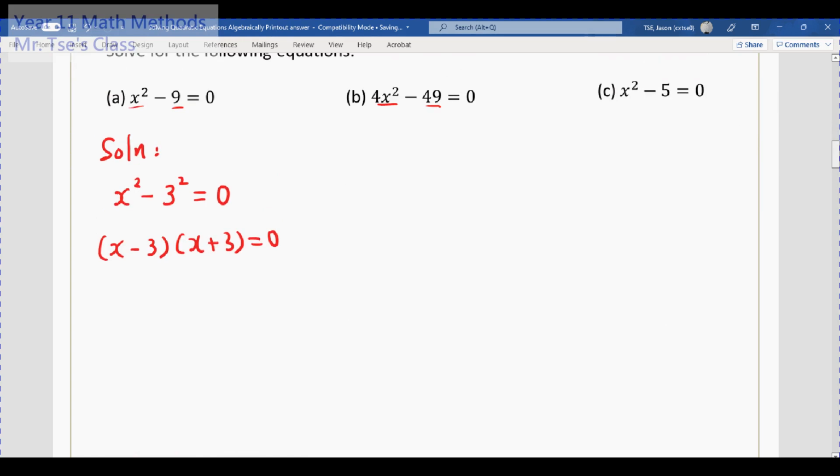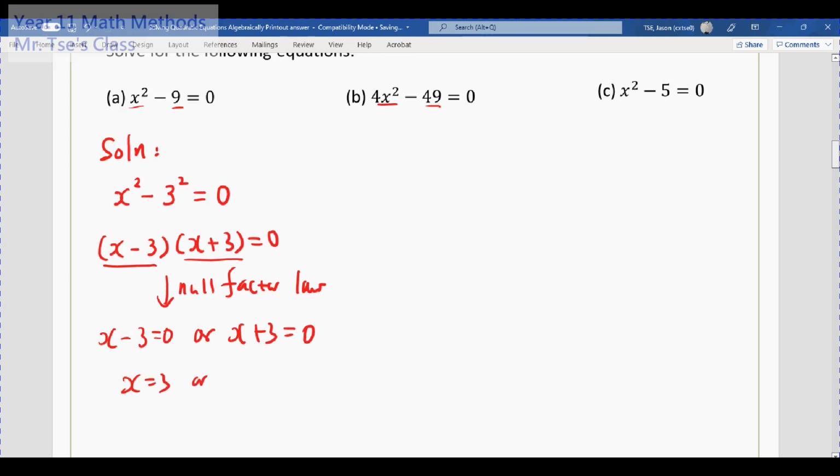So after you've got x minus 3 times x plus 3 equals 0, again, Null Factor Law. The wonderful thing about factorization, if you did that successfully, you will have two factors, and you can use Null Factor Law. So x minus 3 equals 0, or x plus 3 equals 0, and you'll get the answers.